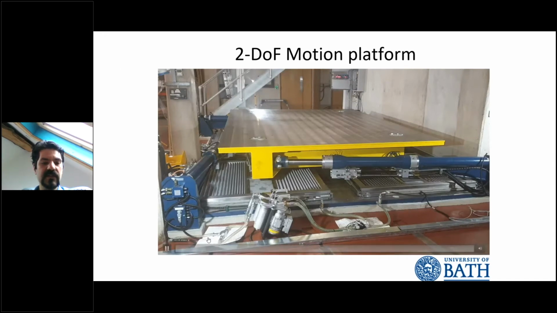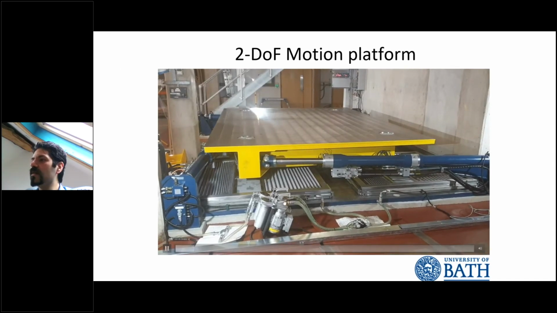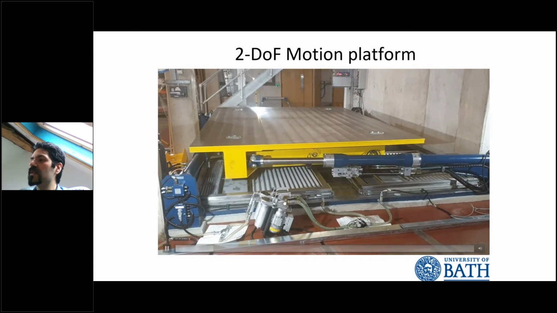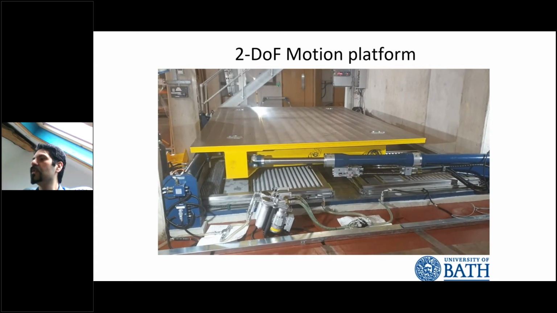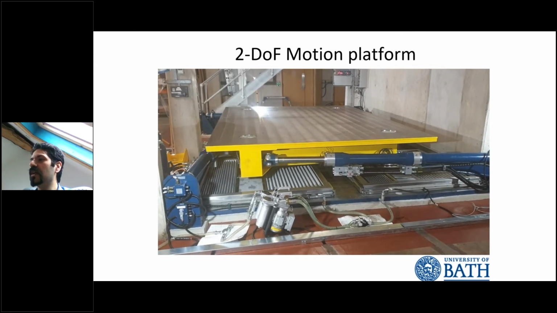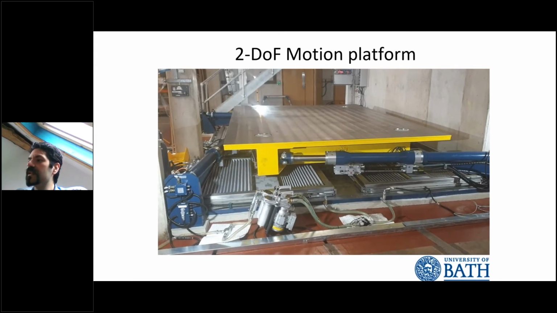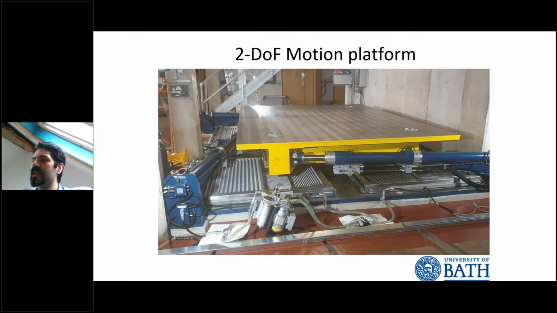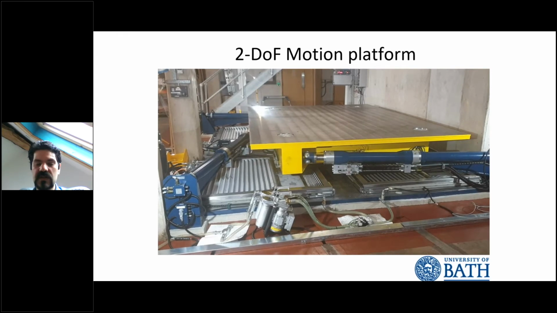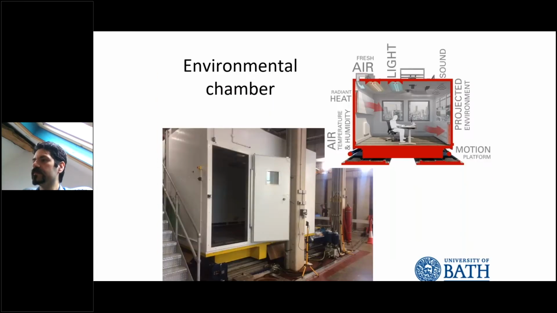So this is the facility at the time of commissioning. Basically, four hydraulic actuators move the platform in a horizontal plane, enabling simulation of the building motion in X and Y direction, and also building torsion. Then on top of that platform, we have an environmentally controlled chamber.